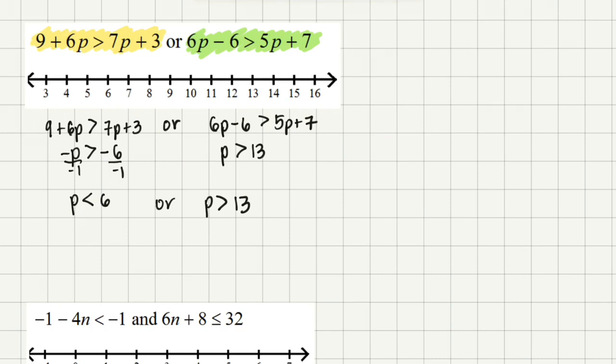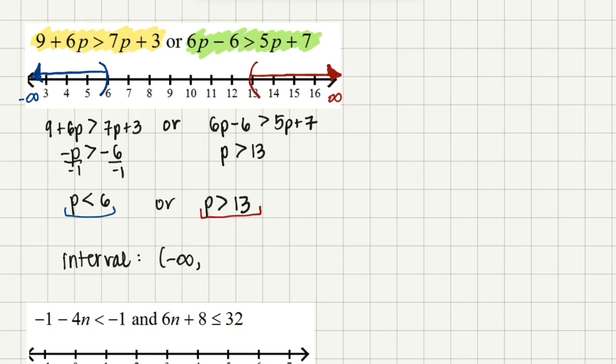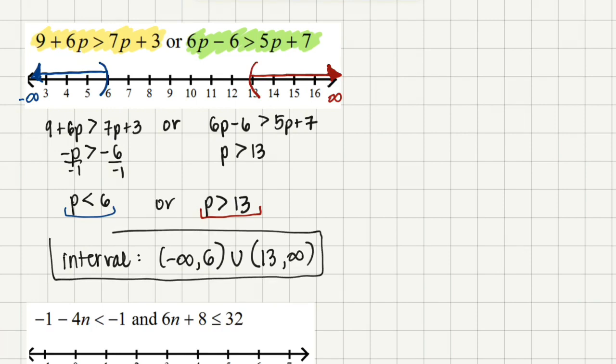So p is less than 6 is an open interval shading to the left towards negative infinity, and p is greater than 13 is an open interval shaded towards the right towards positive infinity. And our answer in interval notation is negative infinity to 6 with an open interval, union with 13 to infinity, both open intervals.